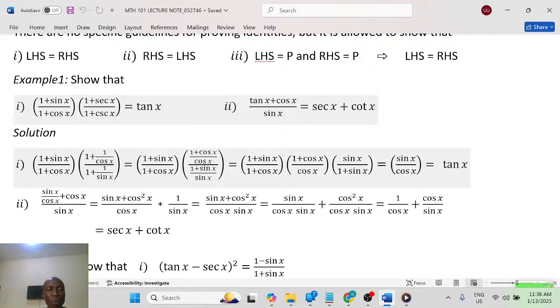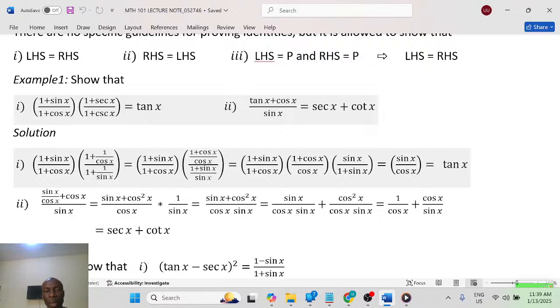Now for the numerator, the LCM is cos x. If you find the LCM, which is cos x, cos x divided by 1 will give you cos x. Cos x divided by cos x, you have 1. 1 times 1, you have 1. So that is why we get 1 plus cos x. Following the same procedure, knowing fully well that the LCM of the denominator is sine x, it will lead us also to 1 plus sine x divided by sine x.